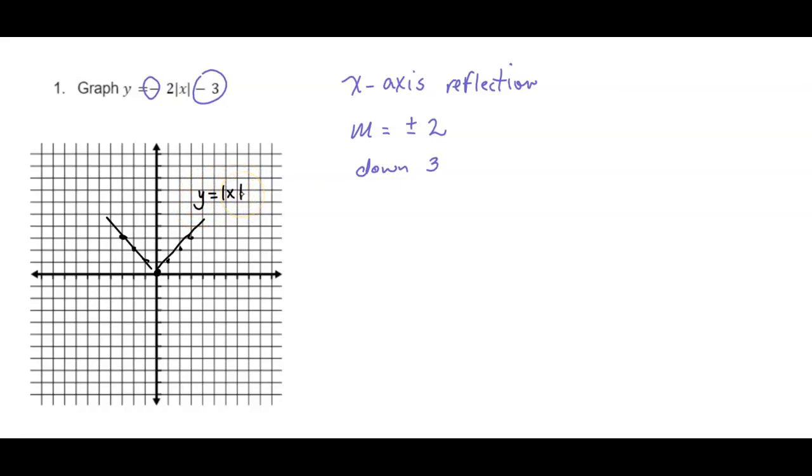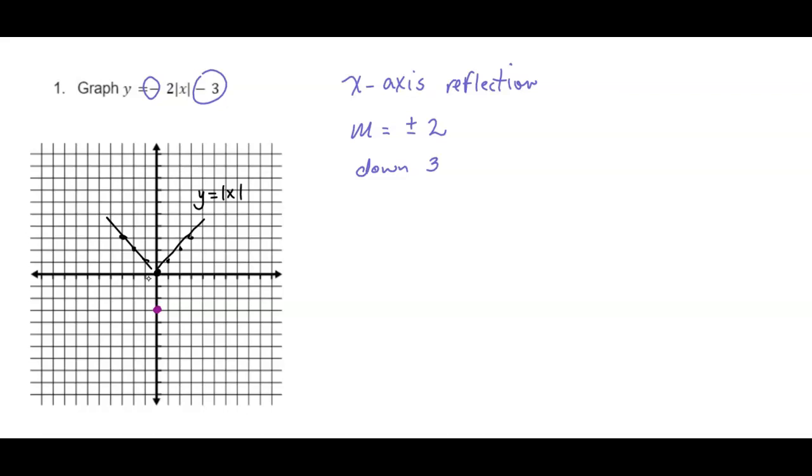All right, but this one has been reflected over the x-axis. It now has a rate of change of 2 instead of 1, and it's been shifted down 3. So that vertex that was at 0, 0 is now at 0, -3. And then from that vertex, since it is reflected over the x-axis, we know it's flipped down. So instead of going up and over to get our points for our absolute value graph, now we're going to go down and over.